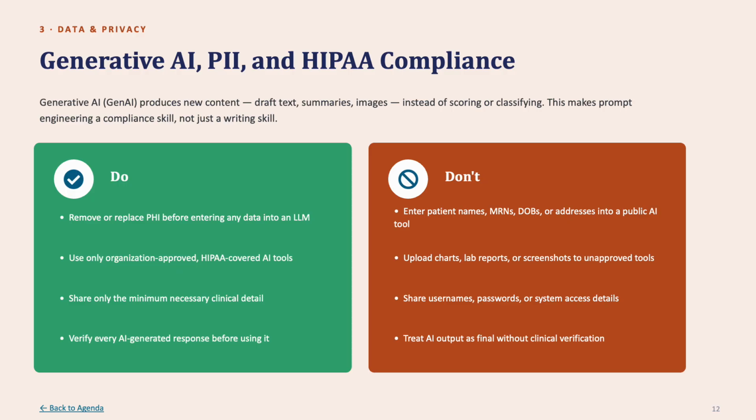This is where prompt engineering becomes a compliance skill. Generative AI produces new content, drafts summaries, instead of scoring and classifying. Before anything goes into an LLM, remove or replace PHI. Use only your organization's approved tools and verify every response before you rely on it.